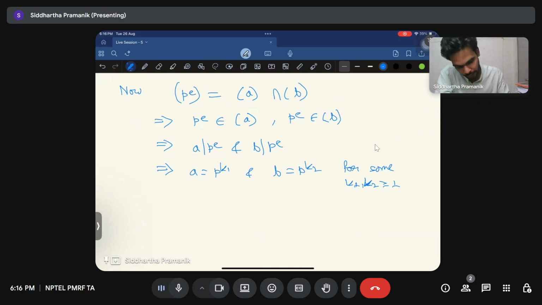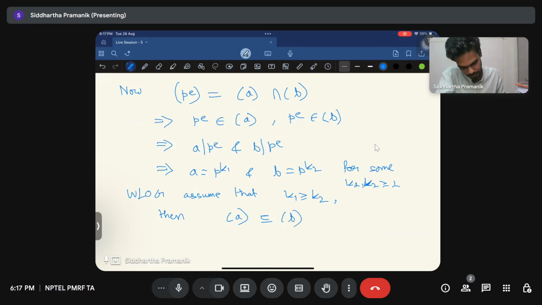So without loss of generality, assume that k1 is bigger than or equal to k2. And that will imply the ideal generated by a is a subset of the ideal generated by b. So this will imply the ideal generated by a intersection the ideal generated by b is basically equal to the ideal generated by a.